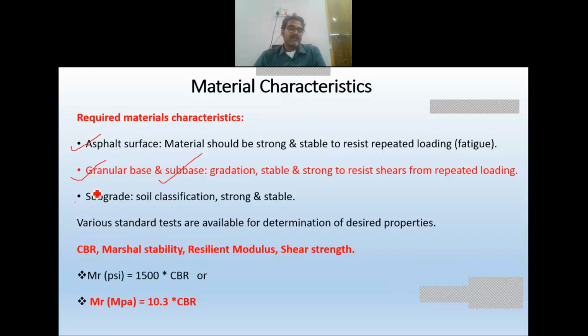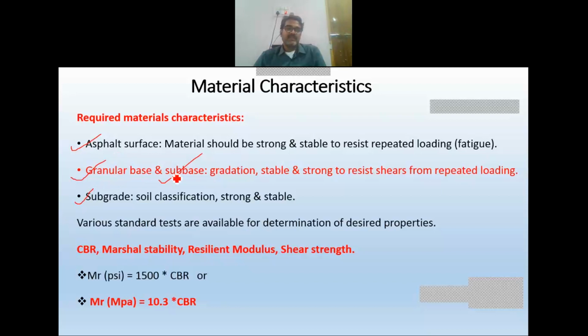And there is subgrade; we lay the subgrade on the natural soil. Now, these are the three kinds of materials we generally use in the construction. When you see the asphalt surface, very strong, good quality material is used, and its elastic modulus is higher when compared to all other layers' elastic moduli.